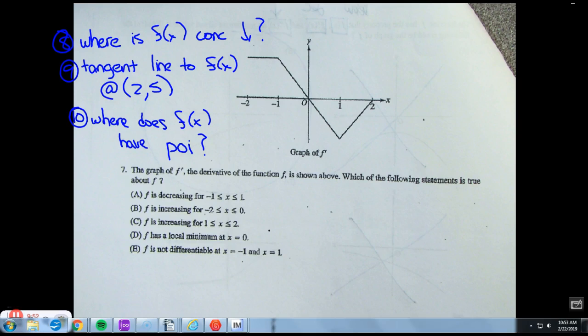Number 7, the original one we started with, is B. It's increasing from -2 to 0. F is increasing from -2 to 0 because we're above the axis here from -2 to 0. So the question they asked you, number 7, is B. Cool. Try 8, 9, and 10, but my version.